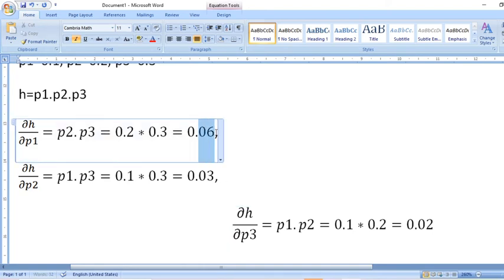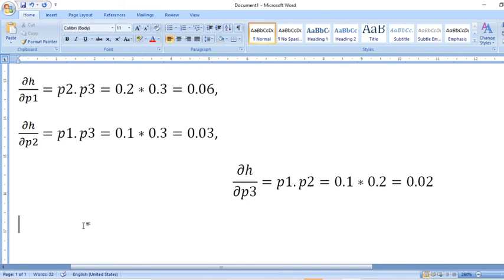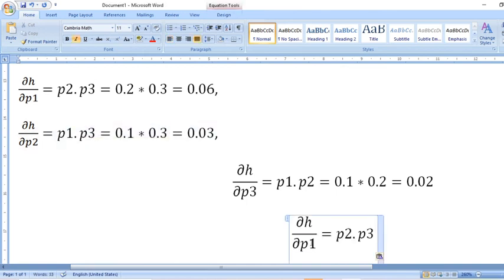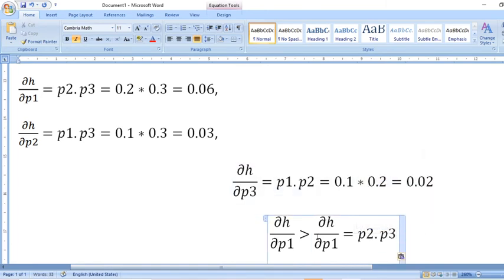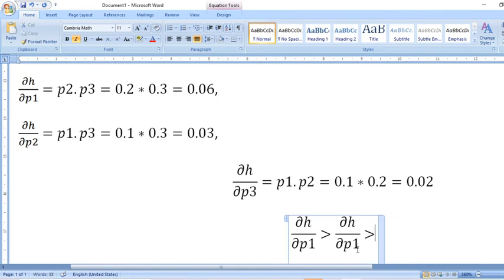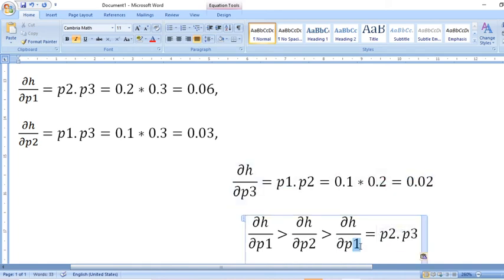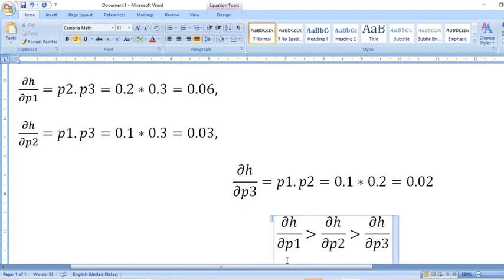So which one is bigger? This is bigger. Okay, so we can make a comparison. So this is the comparison: ∂h/∂p1 is more compared to ∂h/∂p2 and ∂h/∂p3. Okay.